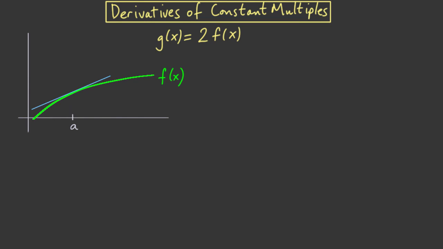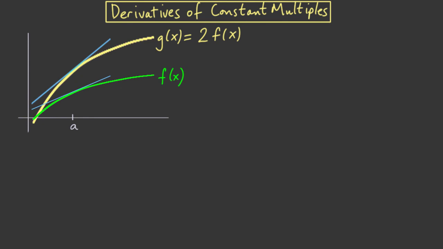And then to get the graph of g, well, when we transform f into g, all of the y values are getting doubled. So we're going to have to stretch the graph of f. It's going to be stretched vertically by a factor of 2. And when we do that, then the tangent line at this point is just going to go right along with the stretching. So it too is going to be stretched vertically.